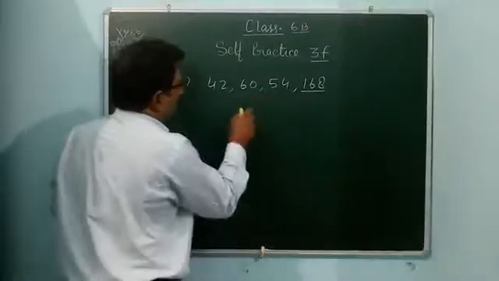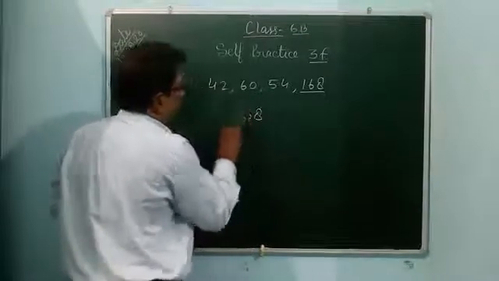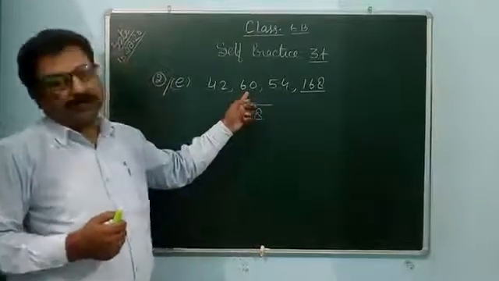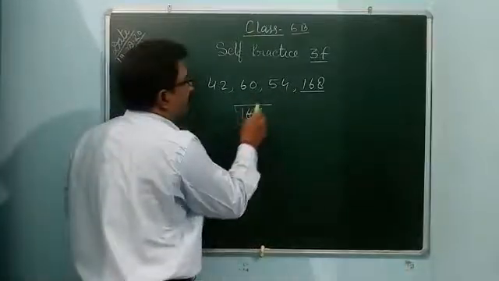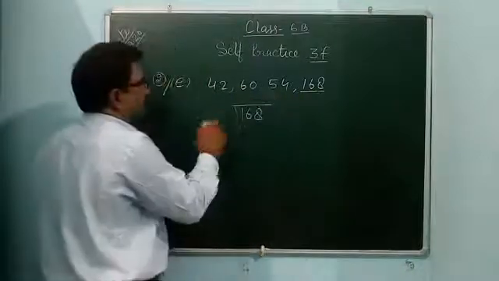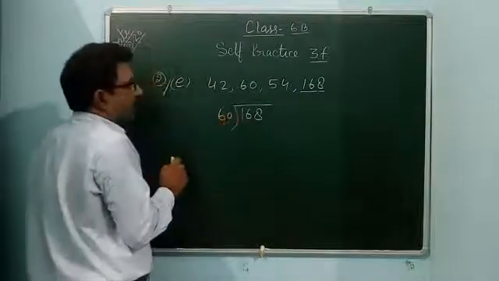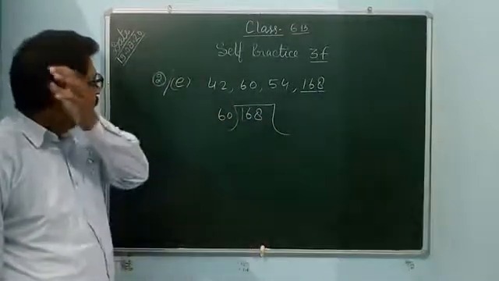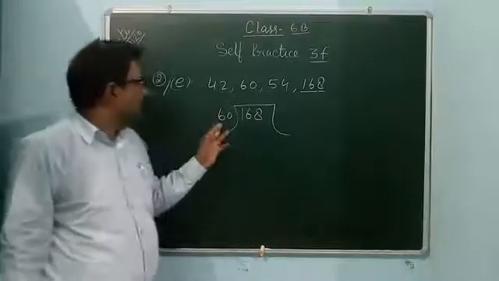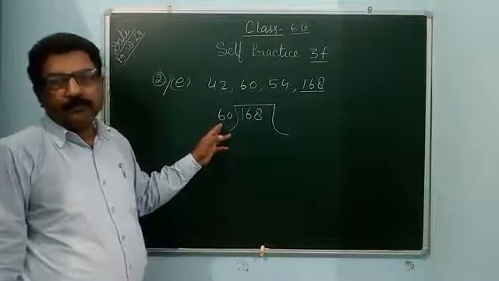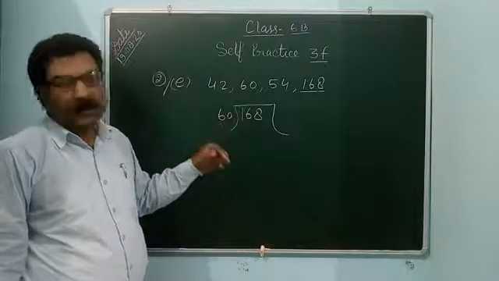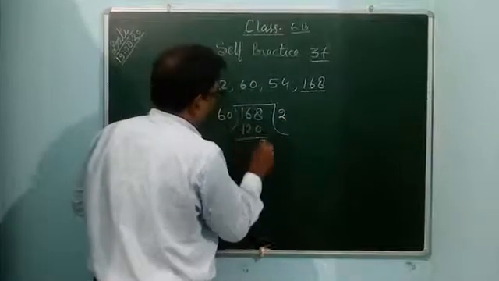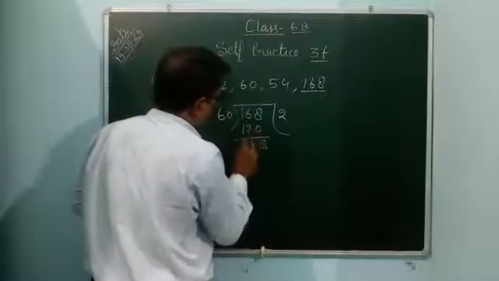You mark this and you write 168 here as the dividend. After that, you use the just-less number, which is 60. By 60 you divide this. So you count the table. 60 twos are 120 and 60 threes are 180. So 2 times it will go. 168 minus 120 is 48.